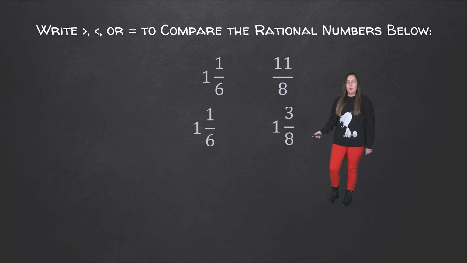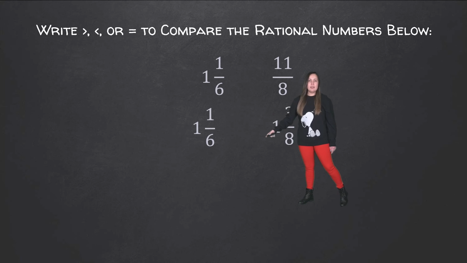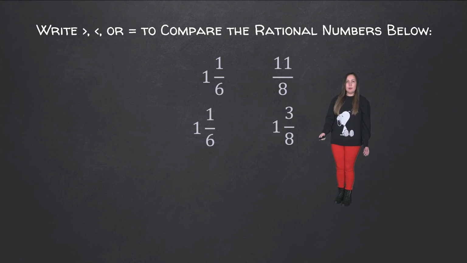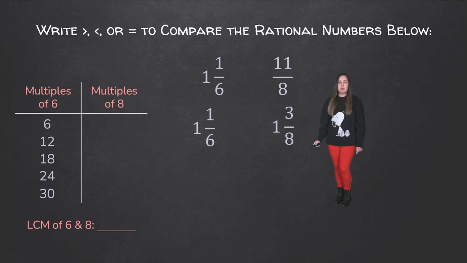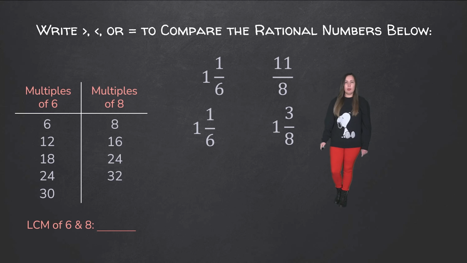That means we have to take our denominators, which are 6 and 8, and find the least common multiple of our denominators. So our multiples of 6 are 6, 12, 18, 24, 30, and so forth. And our multiples of 8 are 8, 16, 24, 32, 40, and so forth. Now, our least common multiple is 24 because that's the smallest multiple they have in common.